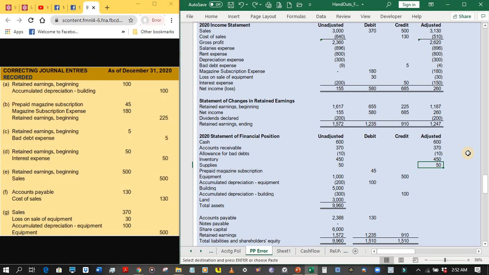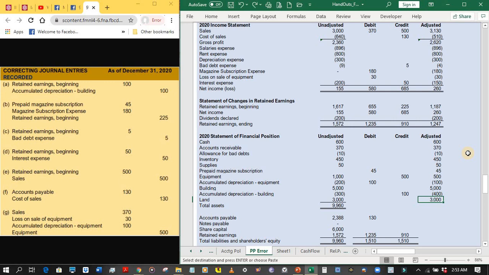Then in the statement of financial position, our cash balance, accounts receivable, allowance for bad debts, inventory, and supplies are the same as the unadjusted column because there are no adjustments affecting these accounts. But for prepaid magazine subscription, we have an adjusted balance of 45 pesos. Then the equipment has a balance of 500 pesos. Then the accumulated depreciation is 100. Building is 5,000. Accumulated depreciation for the building is 400. Then the land is at 3,000 pesos.